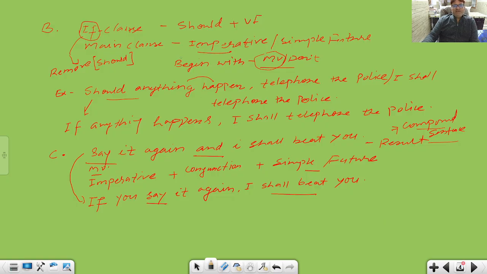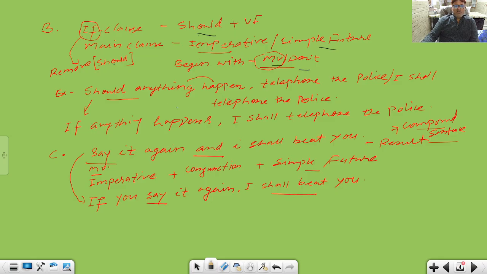Now the second variation: the if clause uses should plus the verb, and the main clause is imperative or simple future. That means if is removed here, and in place of if we use should. The sentence begins with should. And the second part begins with the main verb or don't, because it is imperative. But sometimes we can also use simple future, that is future indefinite.